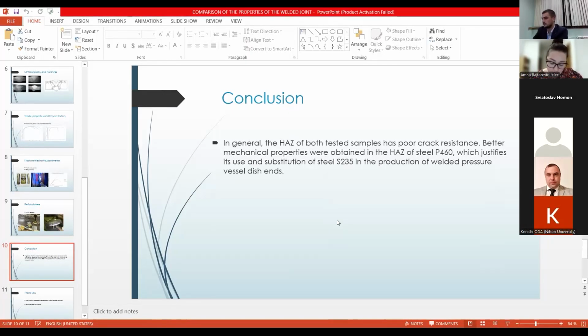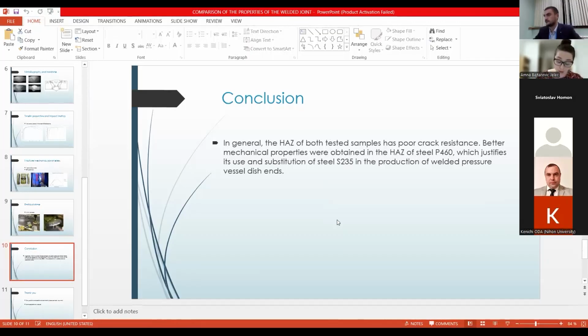The heat affected zone made of steel P460 has higher values of fracture toughness and therefore greater resistance to cracks than the other steel, S235. And calculation results illustrated that a smaller dish end wall thickness of series 2 is required in the heat affected zone than in the case of basic material in the heat affected zone of series 1. The test results of the heat affected zone are relevant to the further exploration of the test samples.